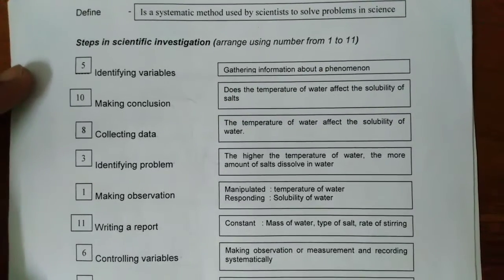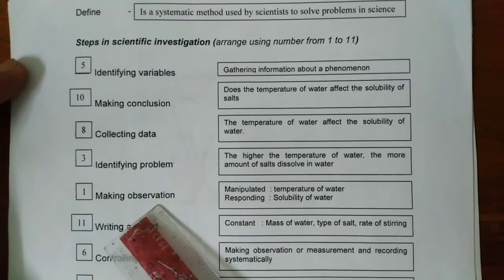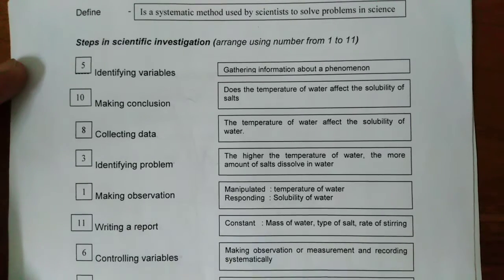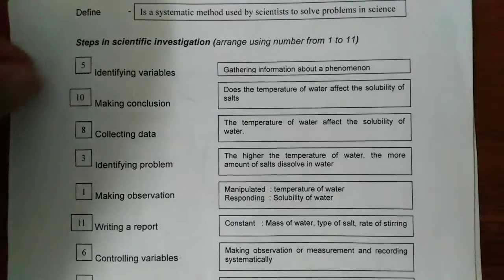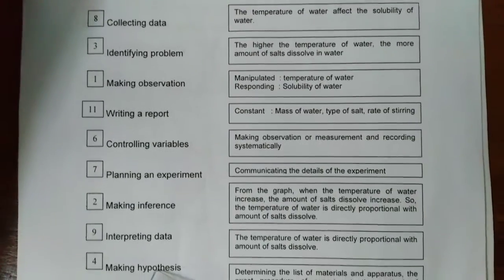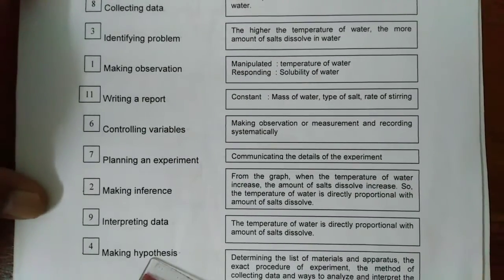Okay, here step number 1 is making observation. Step number 2 is making inference. Make an early conclusion based on what has been observed. And step number 3, identifying problem. And next, step number 4, making hypothesis. Making hypothesis: make a general statement to relate the manipulated variable with the responding variable to explain the observation.